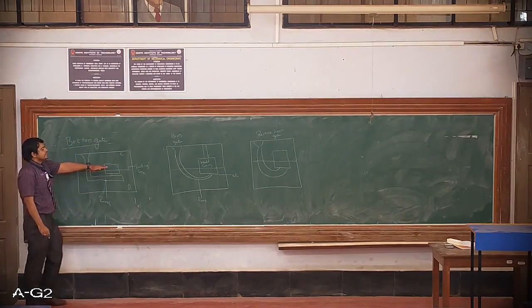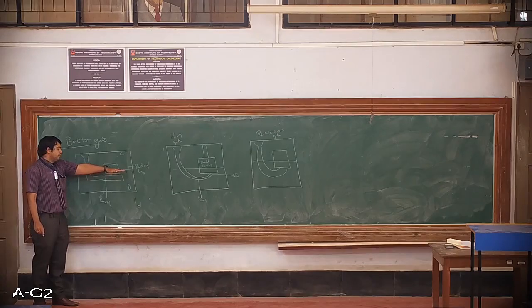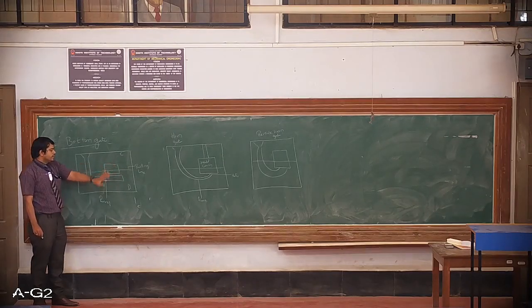Here parting line is a reference line. Okay, if runners and risers rise above the parting line, we call it top gate. If they lie below, then we call it bottom gate. Keep it in mind, bottom gate is always used for heavy castings. Okay, this is one general type of bottom gate.